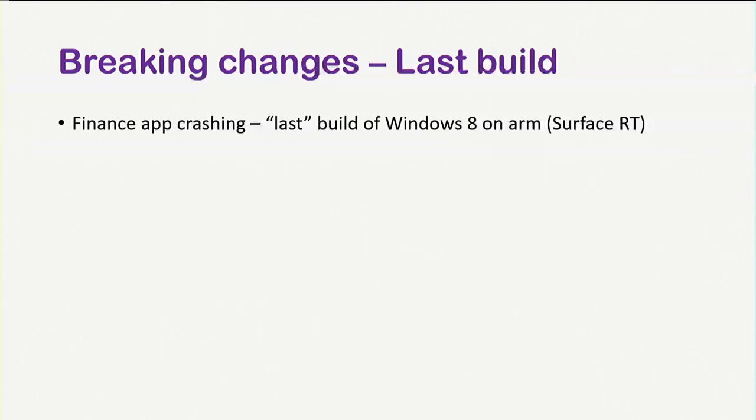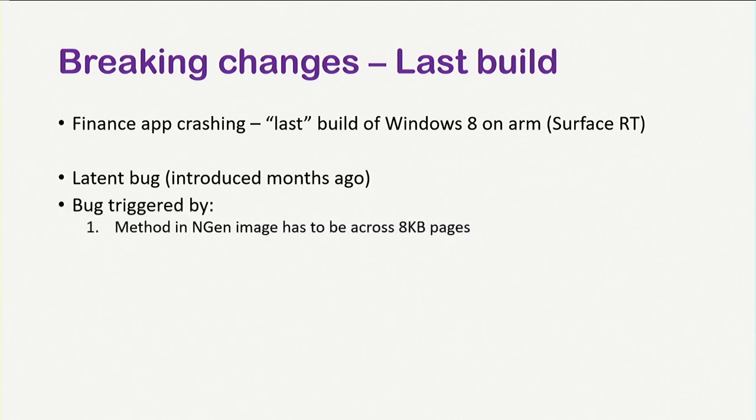This is a story from Windows 8 time, when on ARM there was the push for the Surface RT, a big thing. Almost at the end of the release, literally one last build or something like that, the Finance team, I think it was the Bing Finance app, came to us saying their app suddenly started crashing. So you start digging, and you find out that it was actually a latent bug, a pre-existing bug which was there for months, except in the last build, it got triggered.